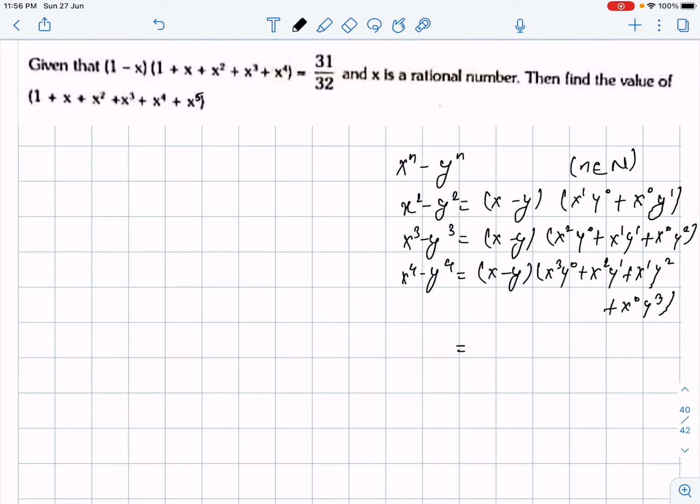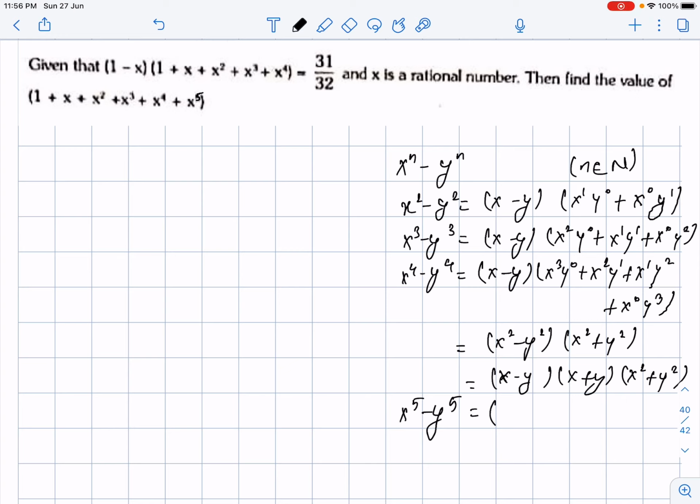There is one more way to factorize it. x square minus y square I could write it, then x square plus y square I could write it, then x minus y multiplied by x plus y will also be the factor of this thing, multiplied by x square plus y square will be coming over here. Then the next thing can be written by me as x to the power 5 minus y to the power 5, that will become x minus y multiplied by x to the power 4 y to the power 0 plus x to the power 3 y to the power 1 plus x to the power 2 y to the power 2 plus x to the power 1 y to the power 3 plus x to the power 0 y to the power 4. Hope you guys would have got my point.